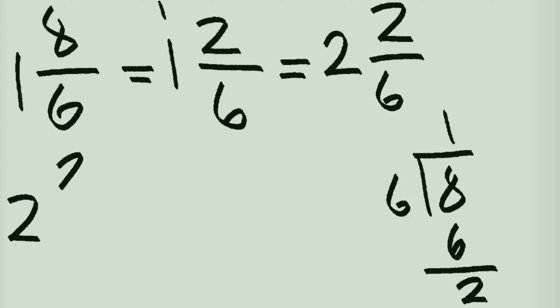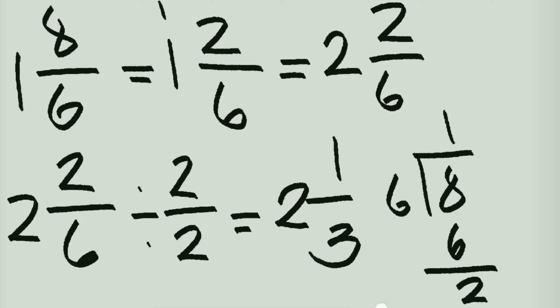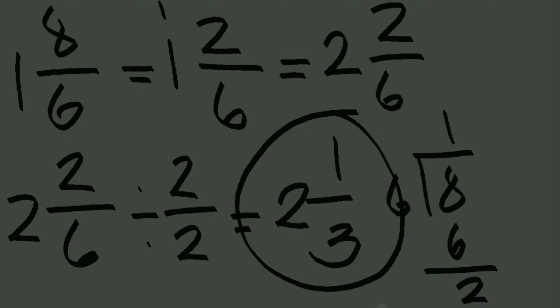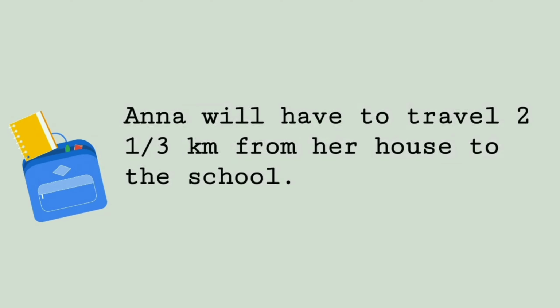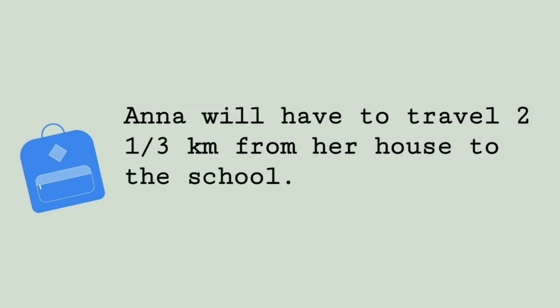2 and 6 are both divisible by 2, so we have to simplify it. Just copy the whole number. 2 divided by 2 is equal to 1. 6 divided by 2 is equal to 3. The answer is 2 and 1/3. Therefore, Anna will have to travel 2 and 1/3 kilometers from her house to the school.